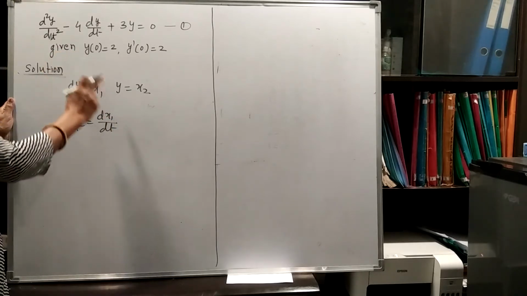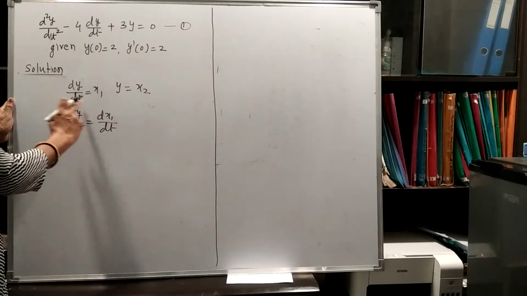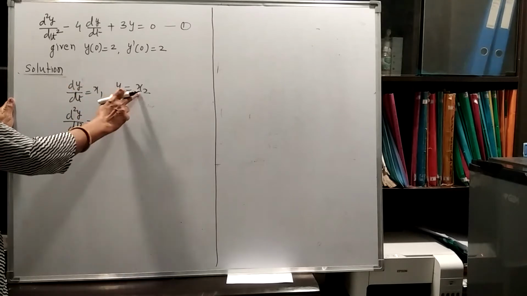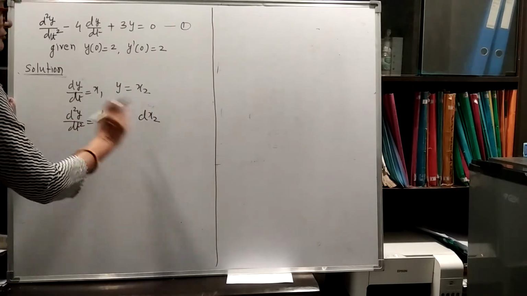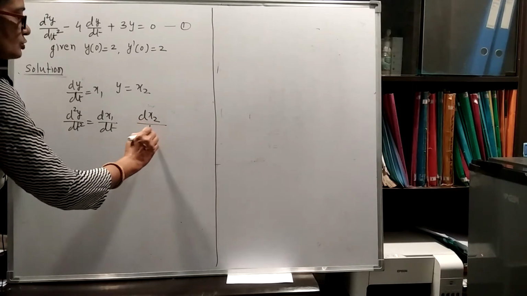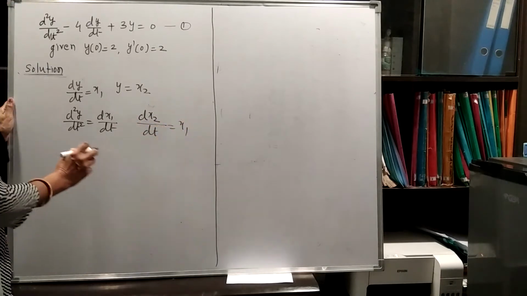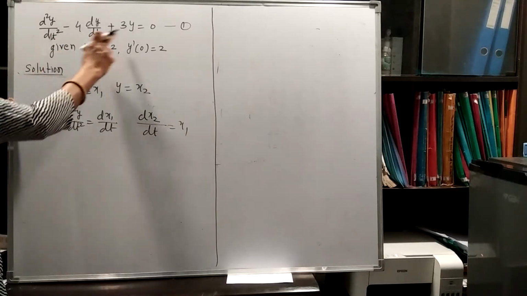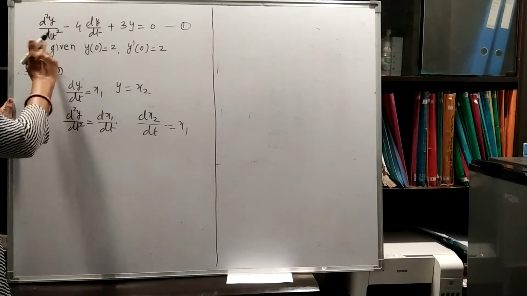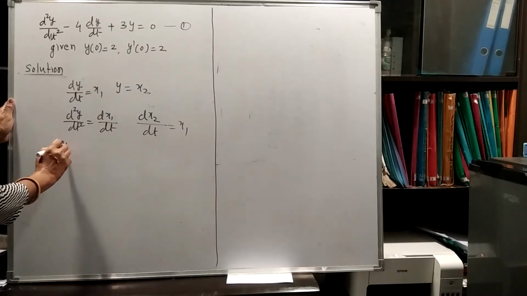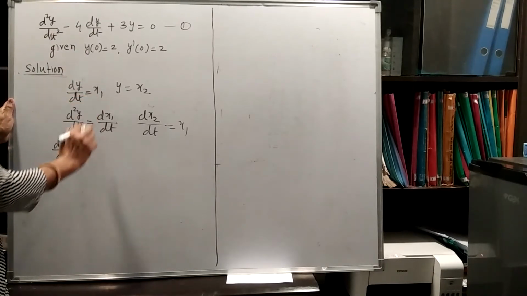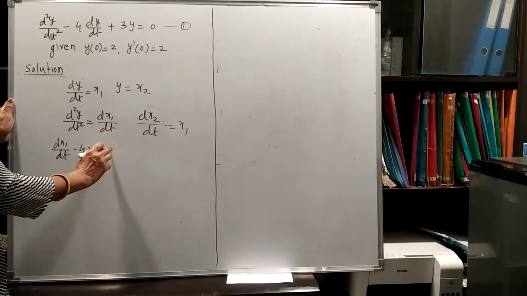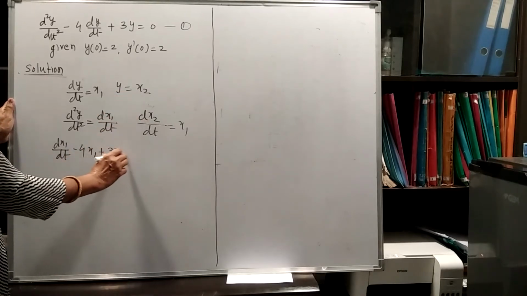Okay, and in this equation, instead of y we can put x2 here. So what will we get? dx2, instead of y we have put only x2, dx2 upon dt is equal to x1. Now we have to put the values in equation 1. So here we will get dx1 upon dt minus 4x1 plus 3x2 is equal to 0.